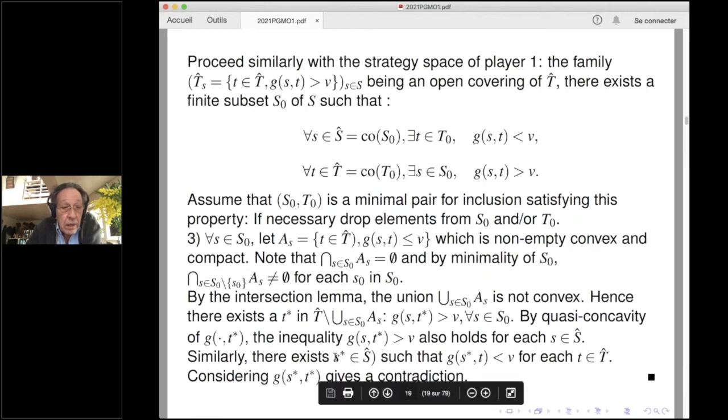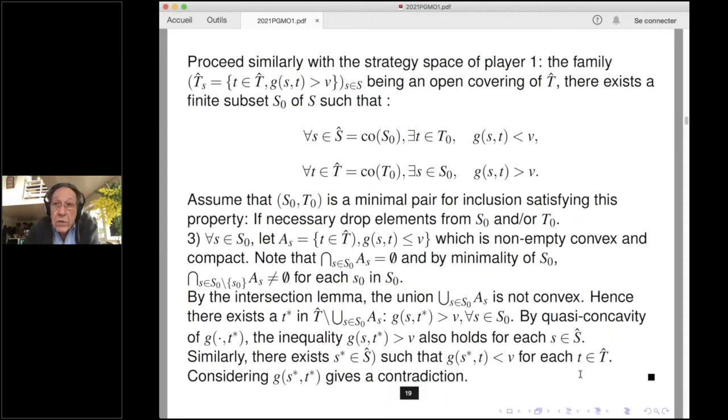Similarly, there exists S star in S hat such that G of S star, T is strictly smaller than V. And then if you consider G of S star, T star, it's at the same time strictly greater than V and strictly smaller than V. This is the contradiction. And this is the end of the proof of Sylvain's theorem.